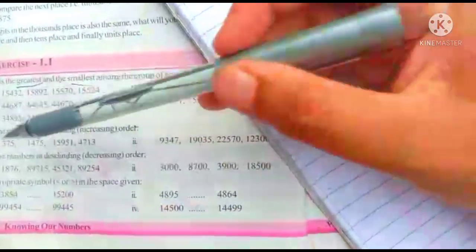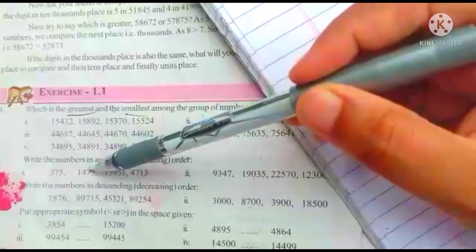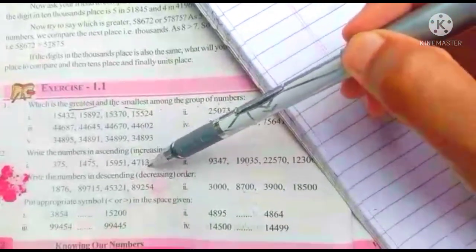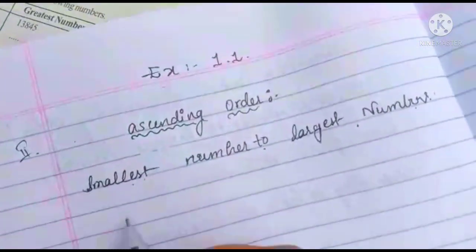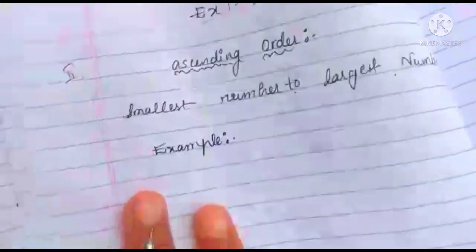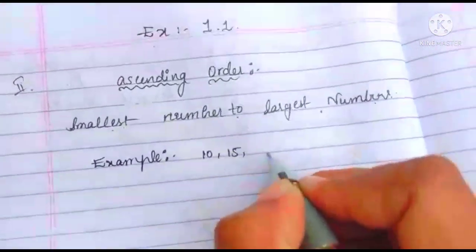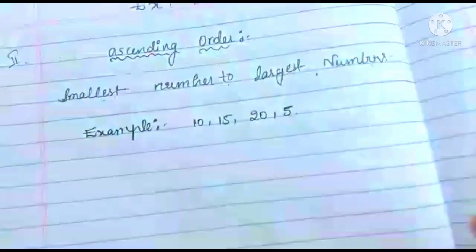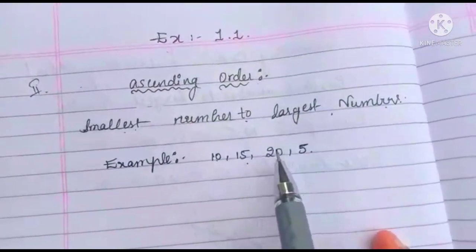So we have to arrange the numbers first of all. How many numbers are there? 1, 2, 3, 4. Can you read? 375, 1475, 1500, 15,951, 4,713. So I will give one example here. See there, the numbers are 10, 15, 25. There are 4 numbers.